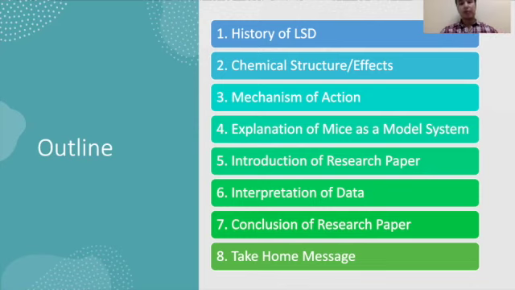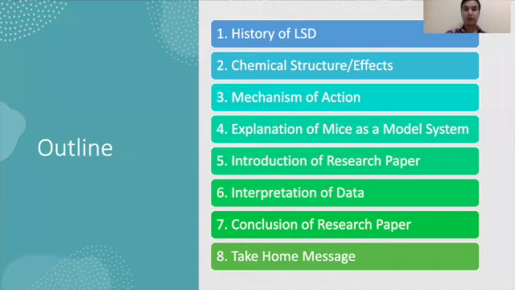Then, explanation of mice as a model system. This is basically explaining why we use mice instead of humans for LSD trials. The fifth thing I'm going to talk about is the introduction of my research paper. Next, I'm going to talk about the interpretation of data from the research paper. And then finally, I'm going to conclude on what the conclusions were from the research paper. And then lastly, I'm going to tell you the take home message that I want everyone to know by the end of this talk.